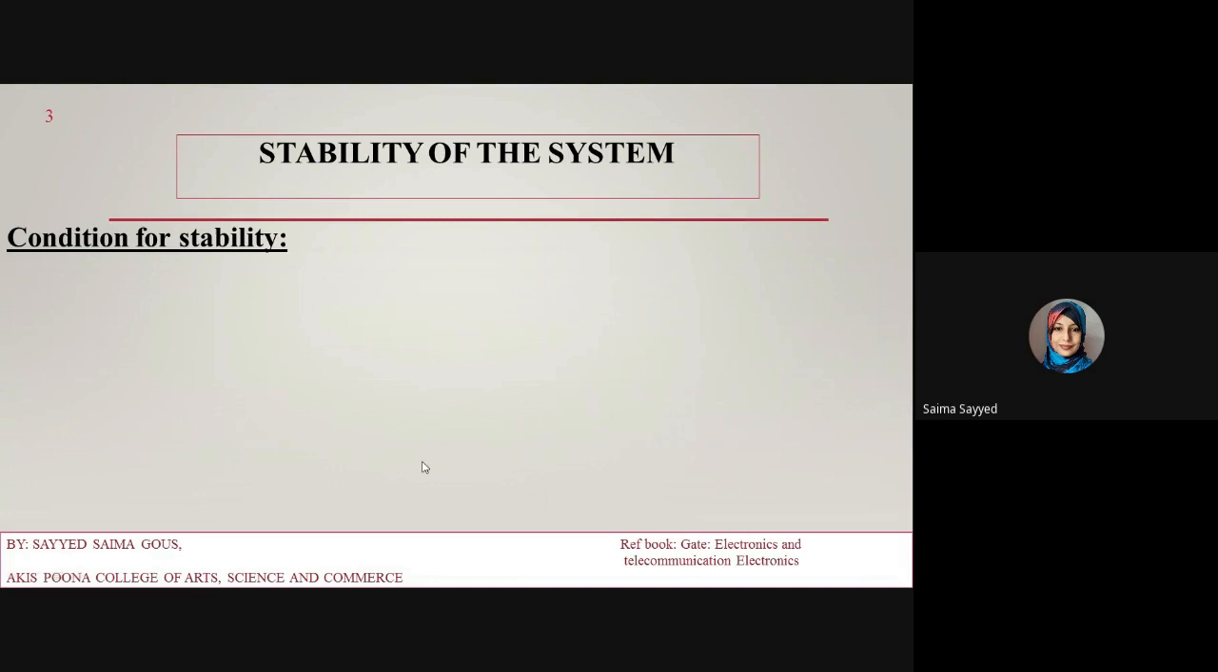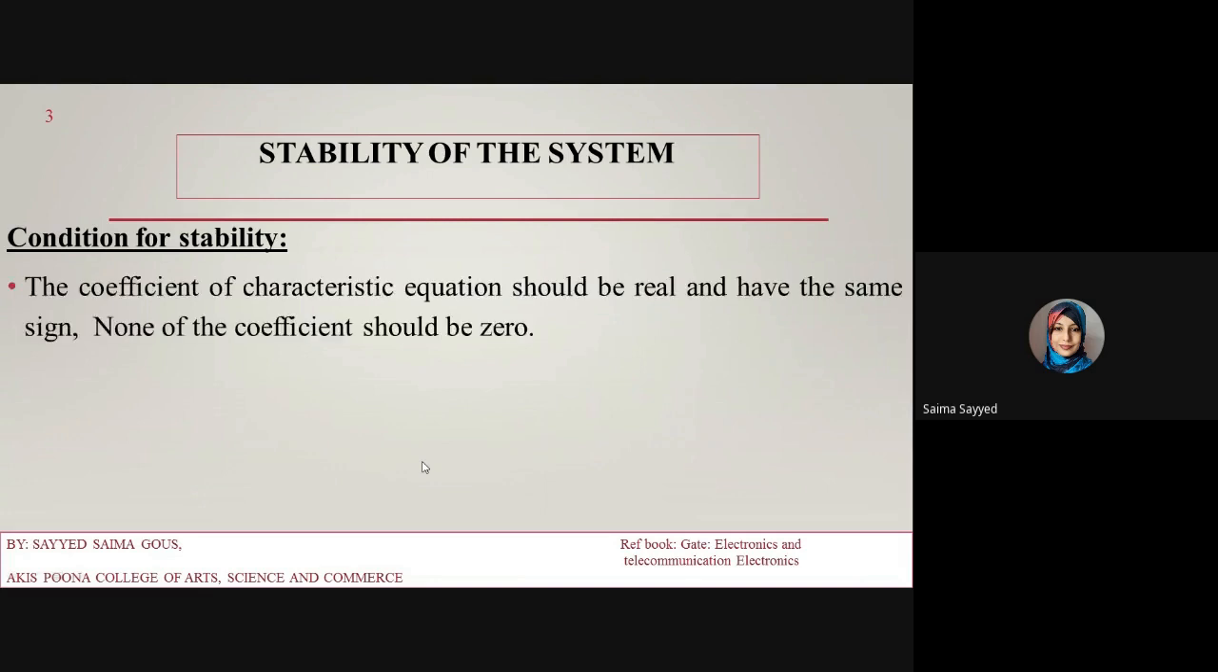Next, conditions for stability. So what are the conditions? First, the coefficients of the characteristic equation should be real and have the same sign. None of the coefficients should be zero. So in the characteristic equation, the coefficients should be real, should have the same sign, and should not be zero.